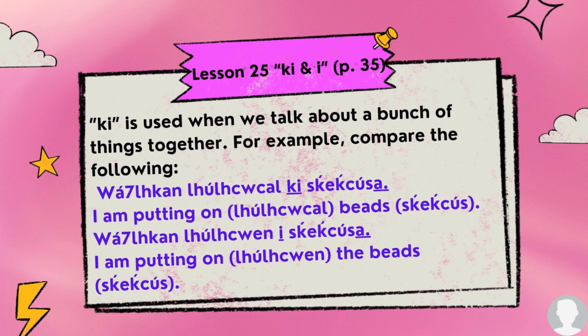Ki is used when we talk about a bunch of things together. For example, compare the following. Washkan luchluchal kish kakuchuja. I am putting on luchluchal beads shkakush. Washkan luchluchwin ish kakuchja. I am putting on luchwin the beads shkakush.